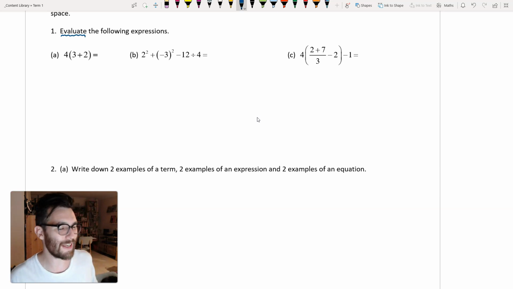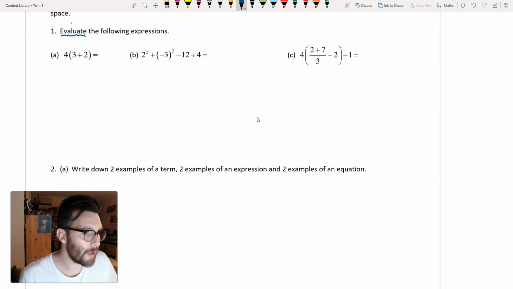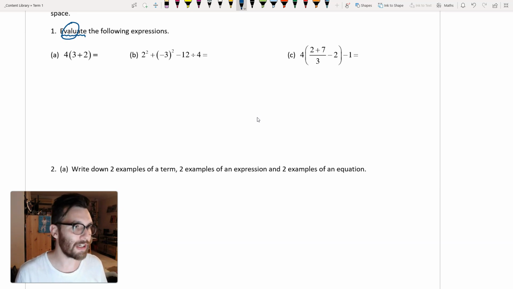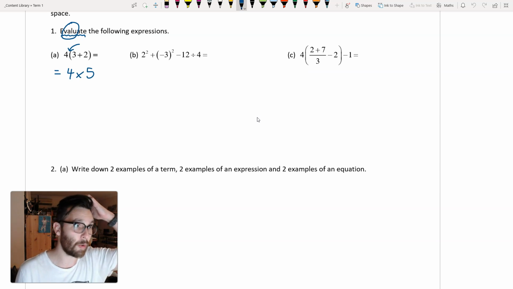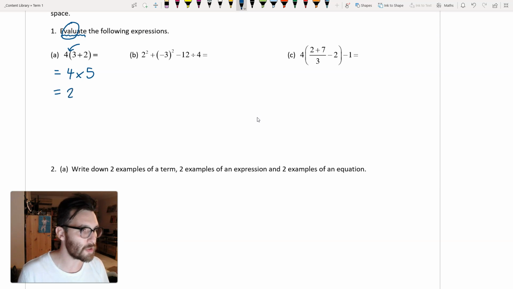All right, when we see that word evaluate, the clue in that word is this little guy here, that word value. So essentially you're looking for an actual number as the answer. So if I want to take my first expression and evaluate 4(3 + 2), it really just wants me to figure out what the answer is as a numeral. So I'm going to figure out what's in the bracket first. That's 3 plus 2, which is 5. Remember, if we've got a number stuck to either a bracket or a variable, in algebra that just means multiply. So I want to do 4 multiplied by 5, which gives me 20.